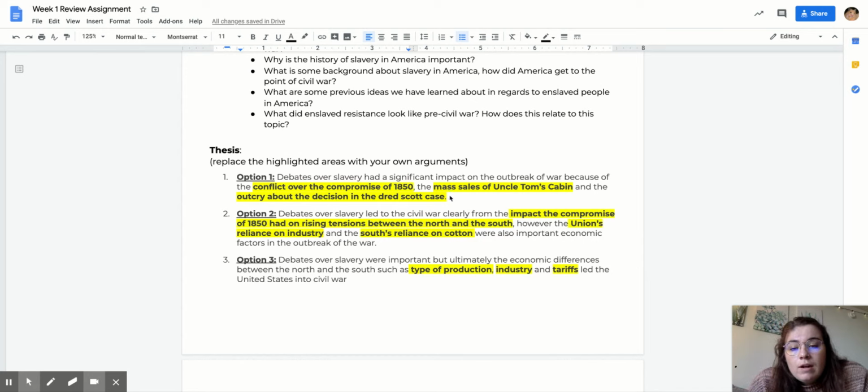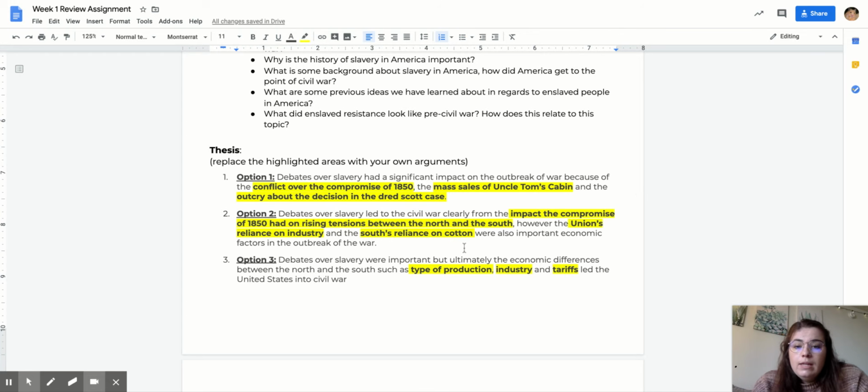The reason that there are highlights and bold parts over these sections is because I do not want to see any thesis statements that are a direct copy of mine. It's important that you insert your own thoughts and ideas for these reasons, okay?